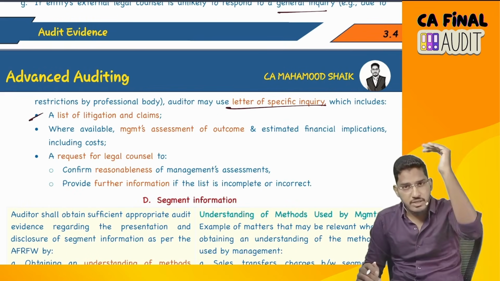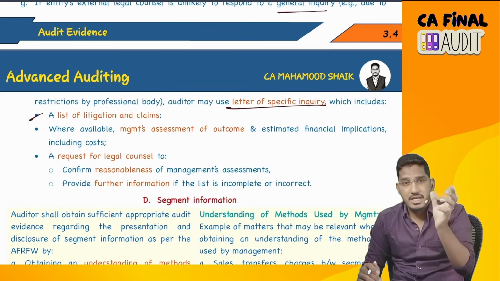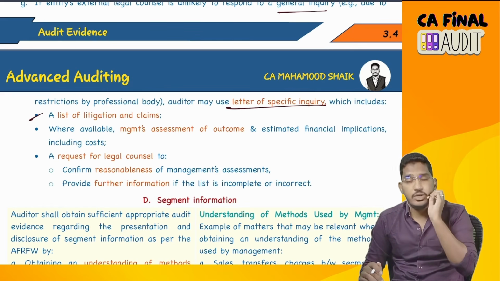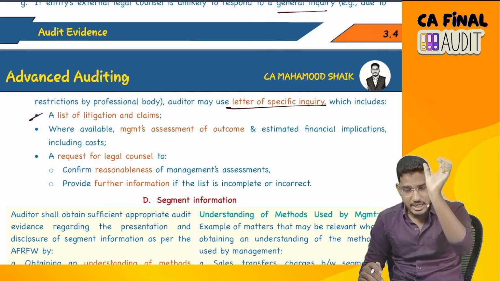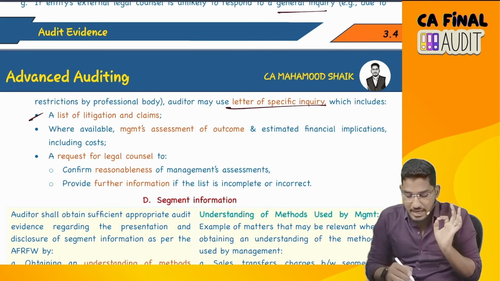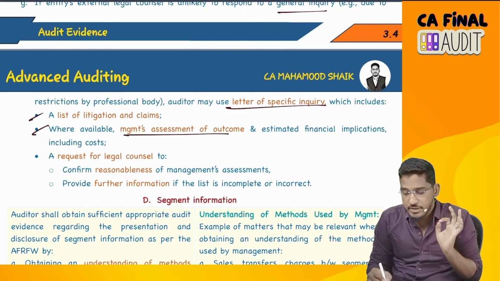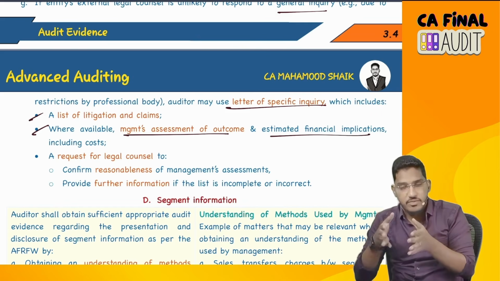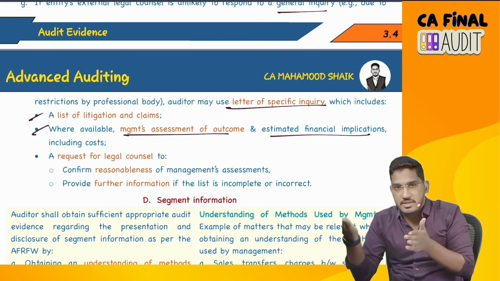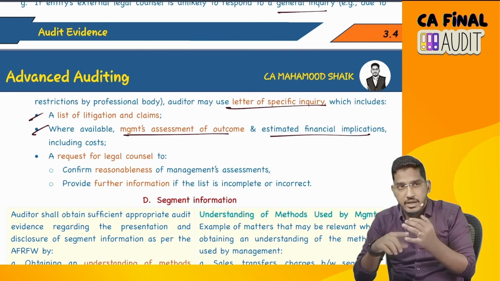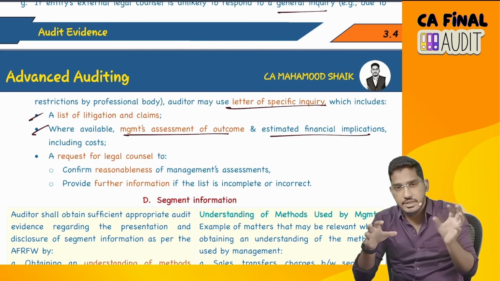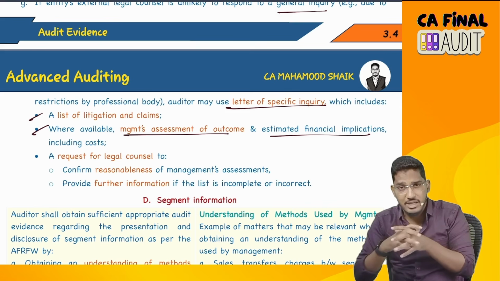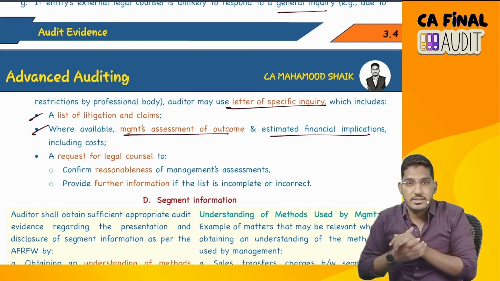Number one, you should give a list of all the litigations and claims, whatever management has communicated with you as an auditor, whatever litigations and claims you are aware of. And where available, management's assessment of the outcome and estimated financial implications. What assessment has management made? Have they determined that it will result in a provision, or have they determined it will result in a contingent liability? Management would have made some assessment.